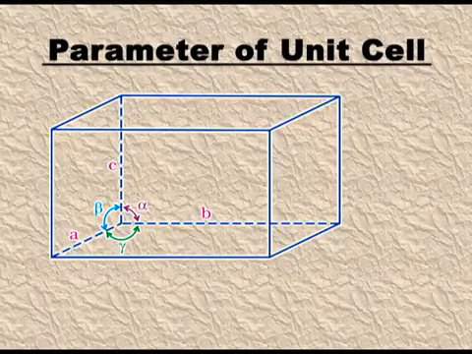We must know all this to know the variety of the unit cells, that is, how many unit cells there are. And before discussing that, let me discuss the parameters of a unit cell. This is a unit cell.